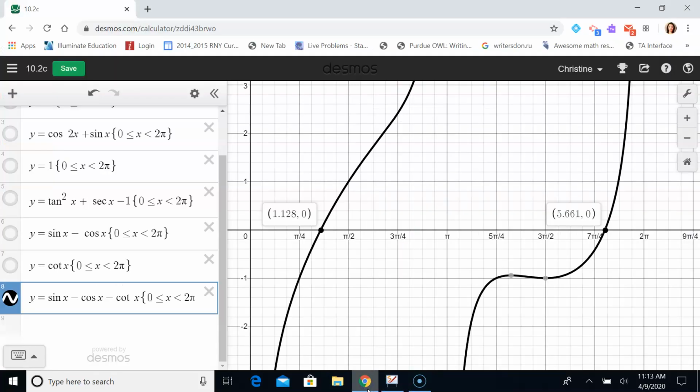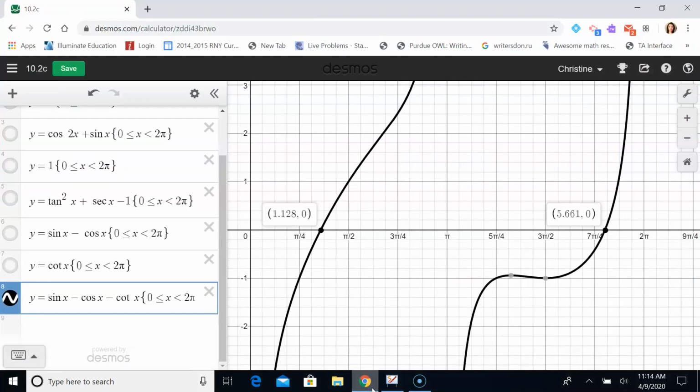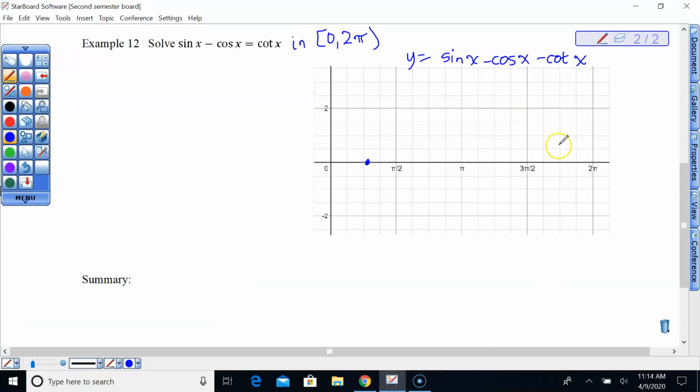And I don't remember exactly, so a little bit past pi over 4, so about right there. And then where was the other one? A little past 7 pi over 4. Which would be like right there. And it kind of zooms past and does some weird stuff like that. Not exactly sure. It doesn't matter because what we're looking for mainly here is the solutions.